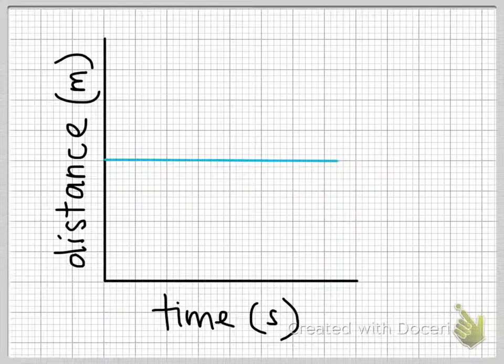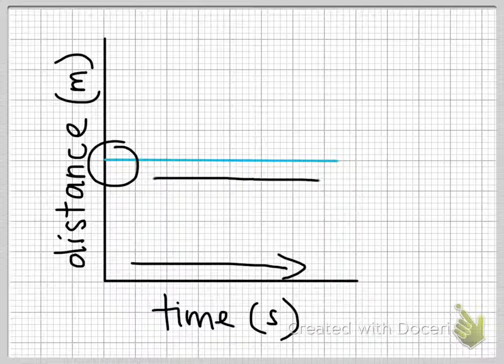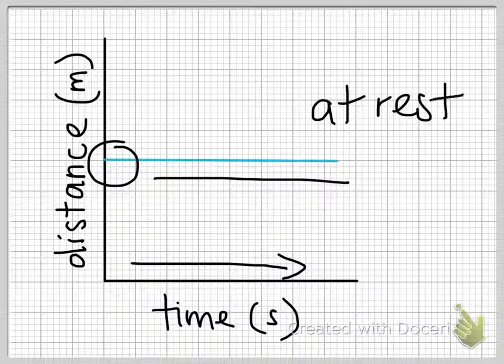Okay, so the first graph that we're going to look at is a graph that has a straight horizontal line on it. As you can see, as the time is increasing, we're actually not moving. It's at the same distance this whole time. So this graph indicates that the object, in this case, is actually at rest. It's not moving, it's not going anywhere. Time is elapsing, but it's not actually moving anywhere, as indicated by the fact that it's a straight horizontal line.